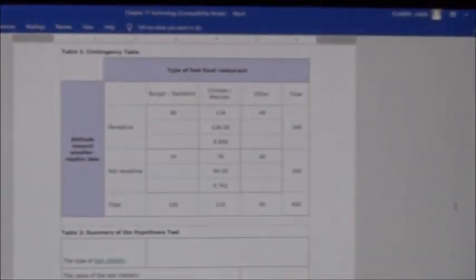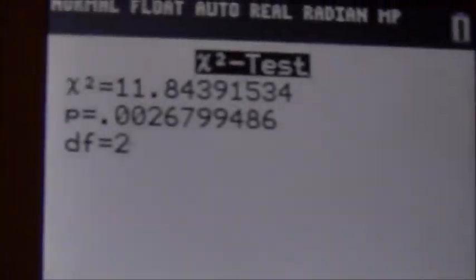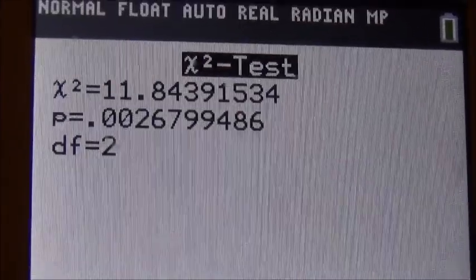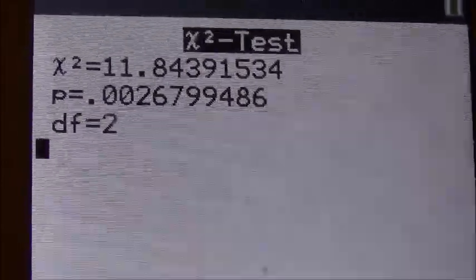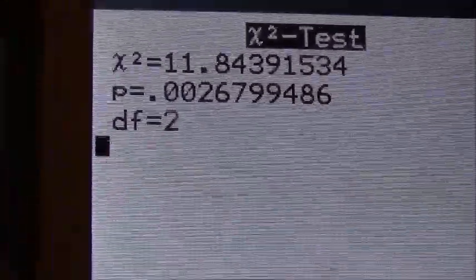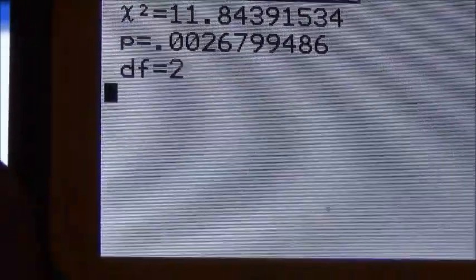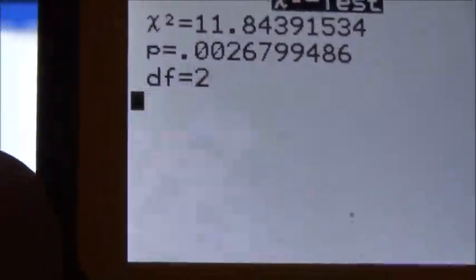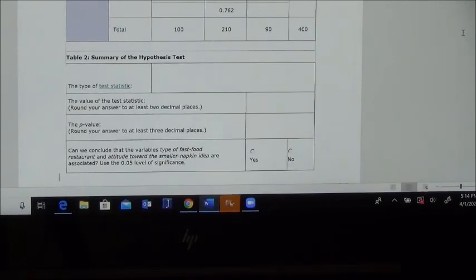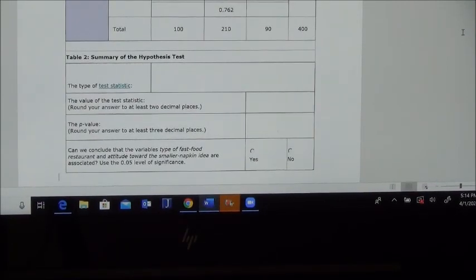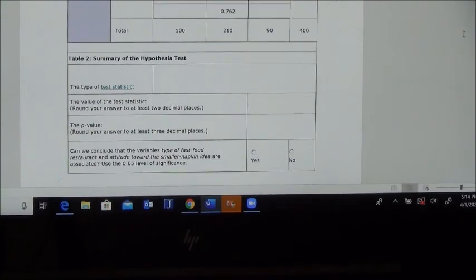The value of my test statistic is 11.84. They're going to round that to 2 decimal places, 11.84. My p-value is 0.003, rounding that to 3 decimal places, 0.003. So it says, can we conclude that the variable type of fast food restaurant and attitude toward the smaller napkin idea are associated? Use a 0.05 level of significance.